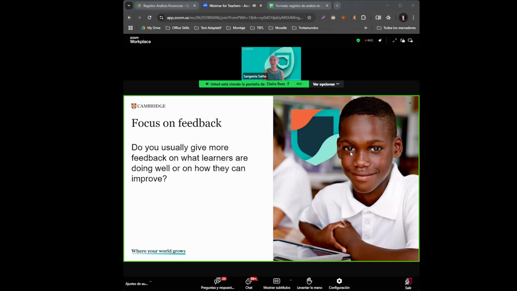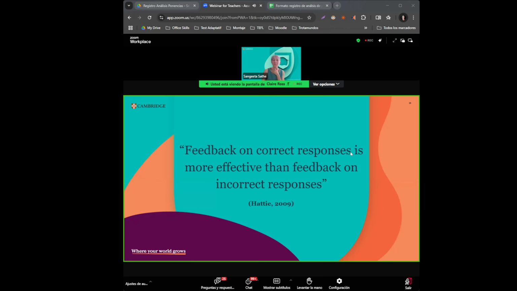So tell me what you think about this question. Do you usually give more feedback on what your learners are doing well or on how they can improve? Okay, immediately, both. Both. Okay, 50-50. Both, but more to improve. Okay, so a variety. I think most of you are saying, oh, it depends. Yeah, definitely. So this is from John Hattie.